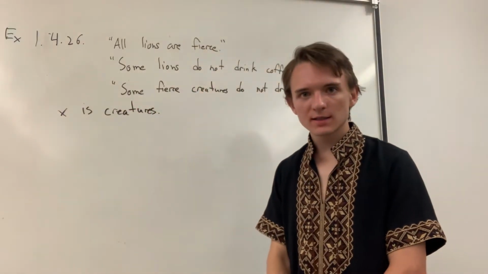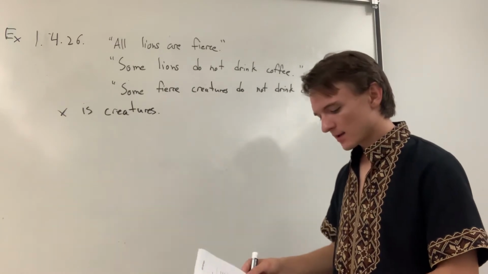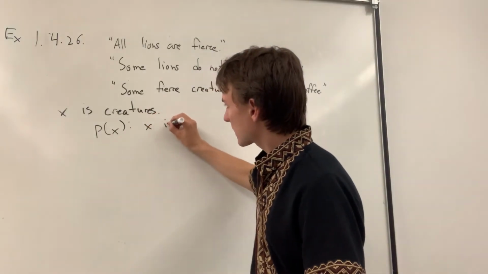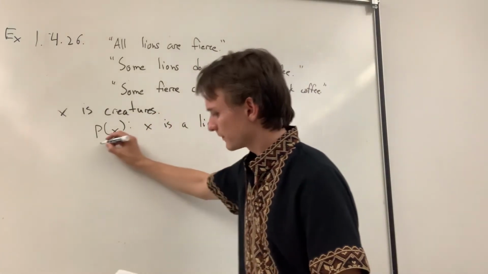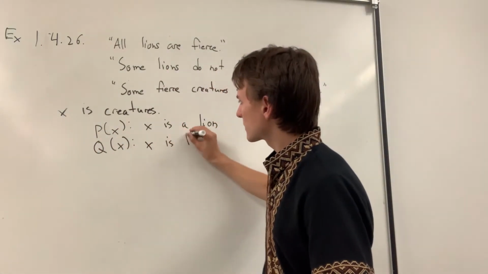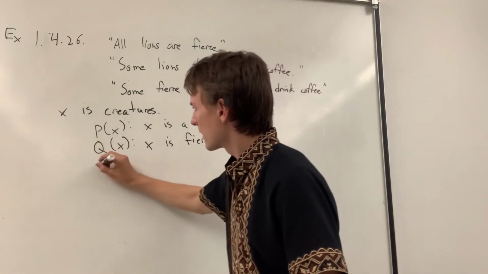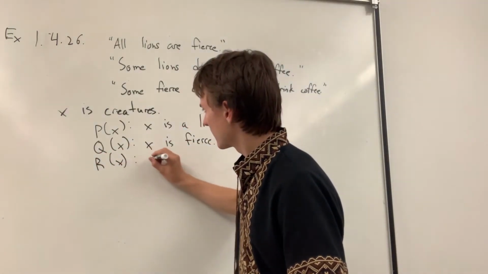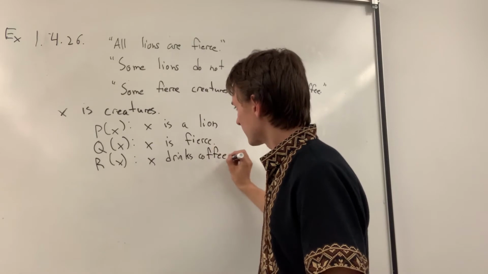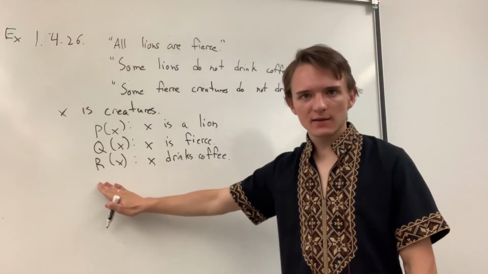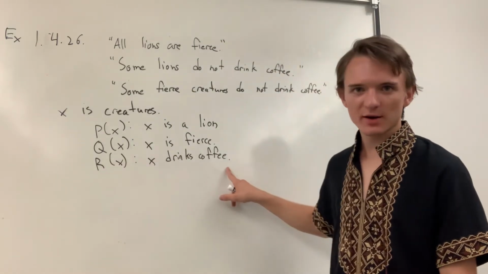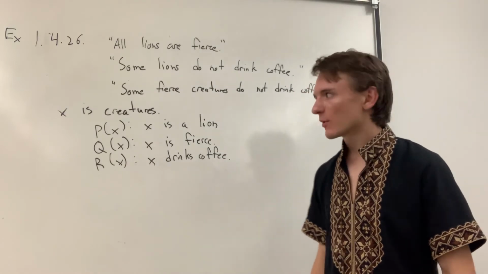And then let's create some predicates to describe those creatures. Respectively, P of X means X is a lion. Q of X would be X is fierce. R of X would be X drinks coffee. We could have named our predicates anything. It could have been a Z, it could have been a C. I think C would have made more sense because it's all about coffee. But either way, this is how the example goes.